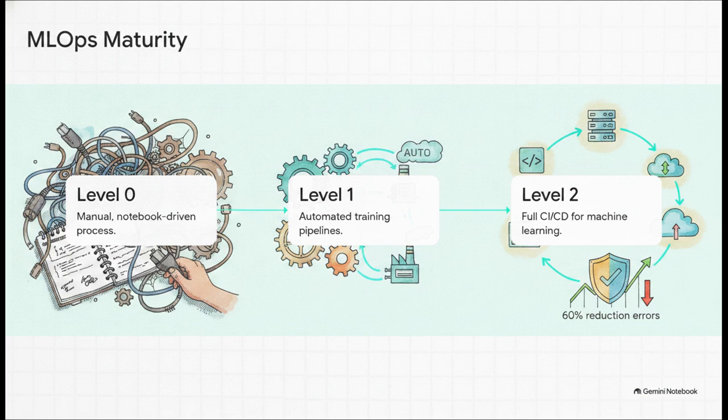But what we're aiming for is the gold standard, level 2, or full CI/CD for machine learning. Up here, any pipeline changes automatically trigger retraining, evaluation, and deployment without a human ever needing to intervene. And the payoff is huge. The source material notes that organizations with mature MLOps practices actually reduce their model failure rates by up to 60%.